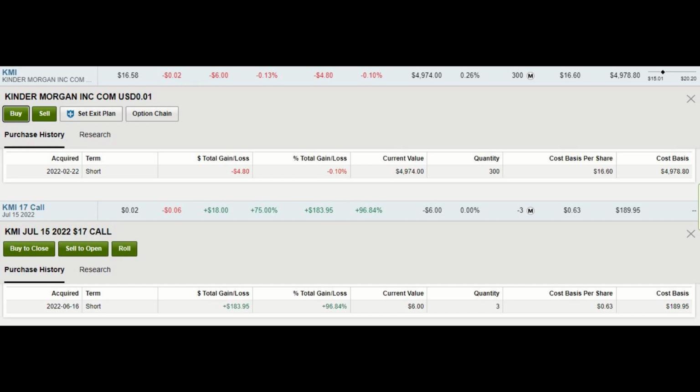I've just been rolling it out. And that's paid off pretty well because it's come all the way back down to $16.58, but I've collected a heck of a lot of premium. And my average price right now, or my basis in this stock, is about $15 per share. So it's been a really good trade for me.